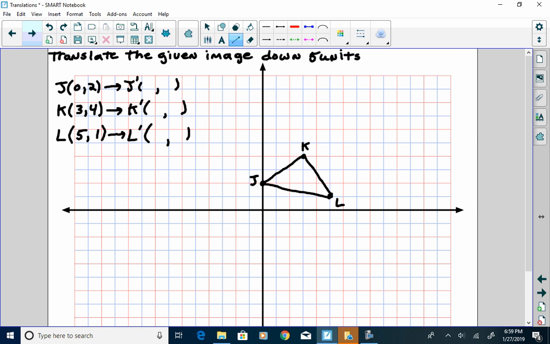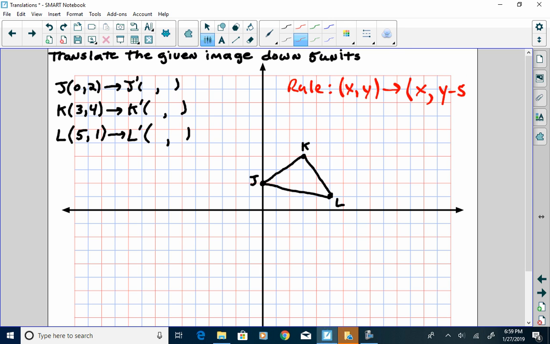Okay. Let's try this one. We want to translate the given image down 5 units. Well, if we're writing a rule for this one, notice it doesn't say anything about the x value. So if I'm writing the rule, x comma y goes to, the x value is going to stay the same, so it's just going to be x. But the y value goes down. If we're going down 5 units, that means that we have to take 5 away from y. So our rule would look something like that. The x value stays the same, but the y value is going to be 5 less.